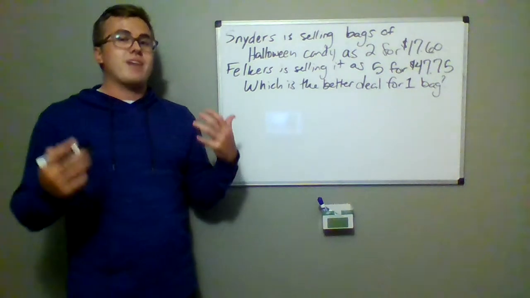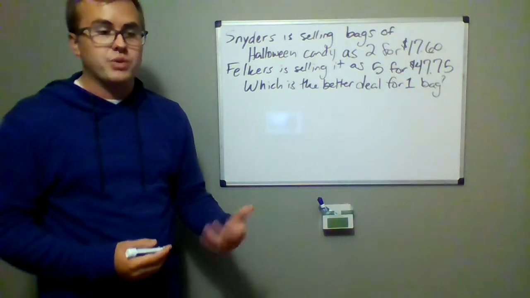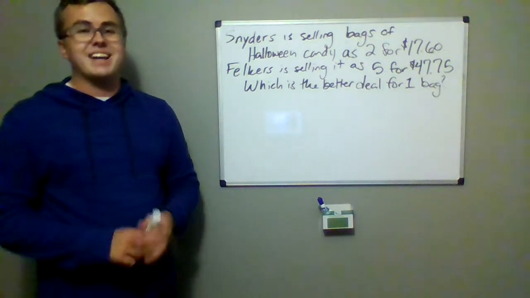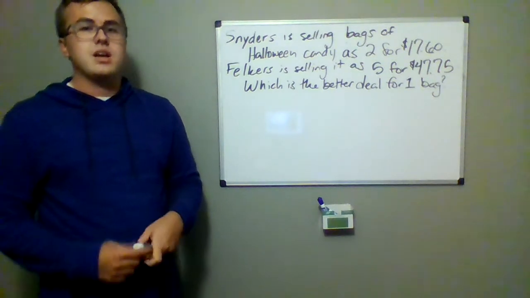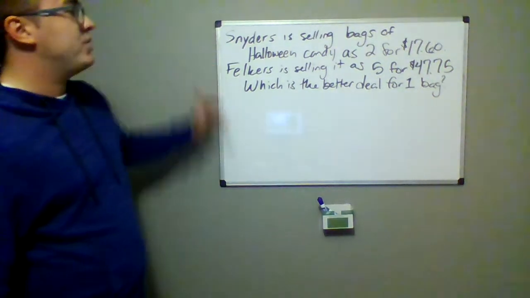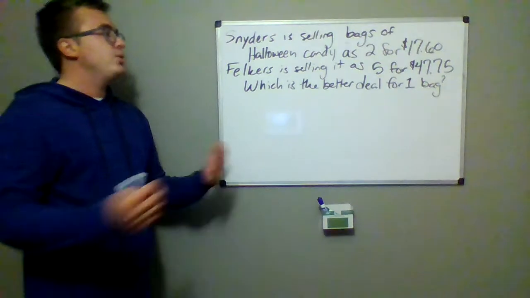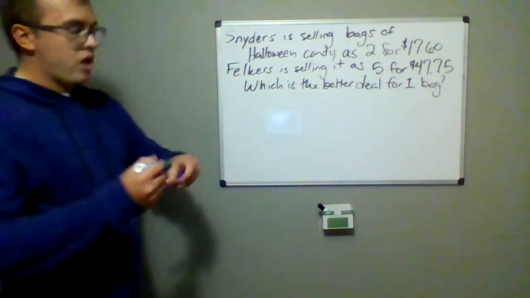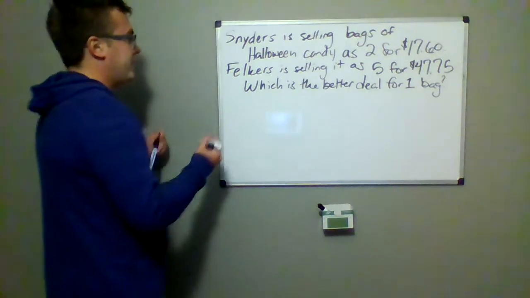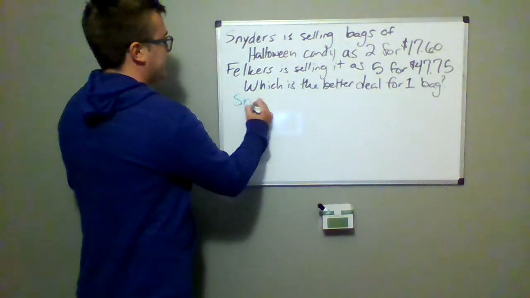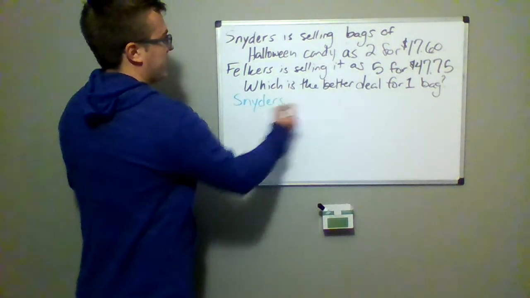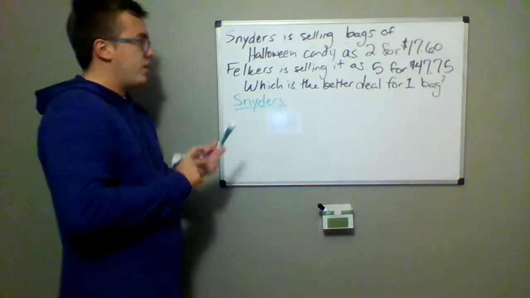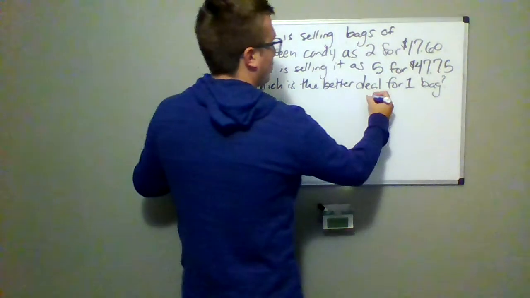They should all go through the point 0, 0 on the graph. So anytime that you have to actually graph something that's direct variation, you should notice that it goes through that point. But moving on to this problem here, we got 2 different things going on. So I'm going to do it in my 2 different colors here. I'll do Snyder's in green, and then I'll do Felkers in blue over here.